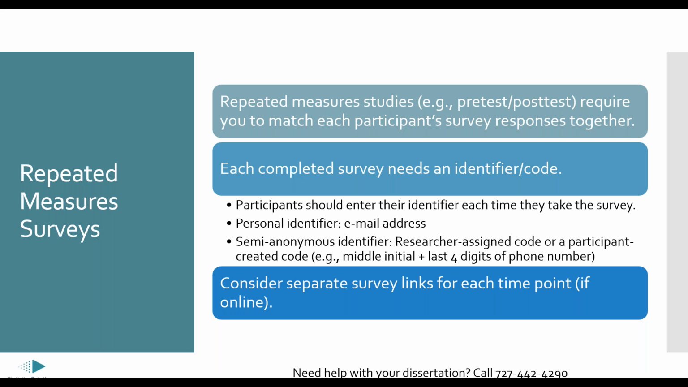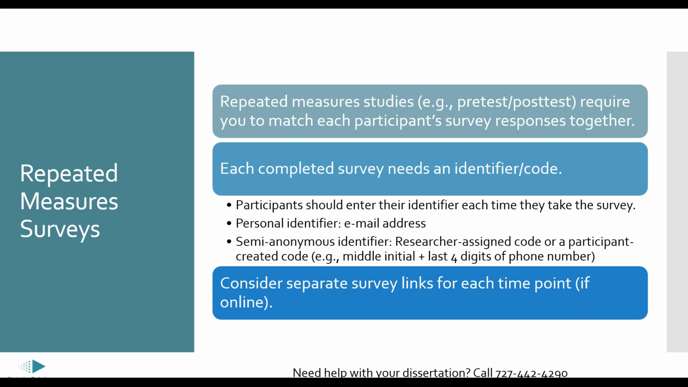Some of them would involve a personal identifier, such as an email address, where, for instance, each time participants take the survey, you can ask them to enter in their email address. And this can serve as an identifier because presumably each participant in your study would have a unique email address. So you'd be able to use that to identify and link their responses together.